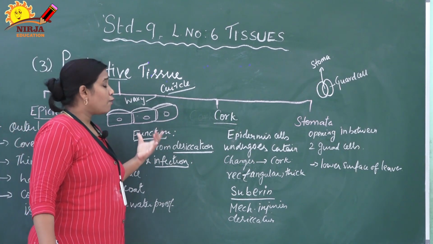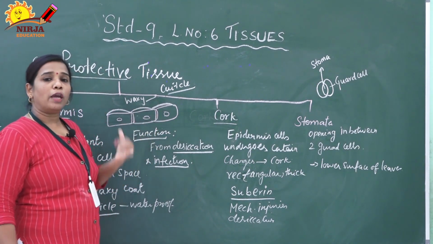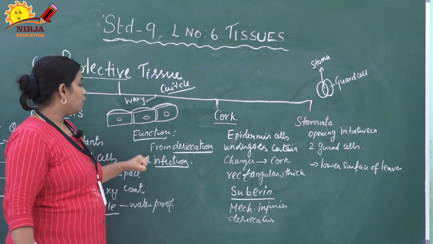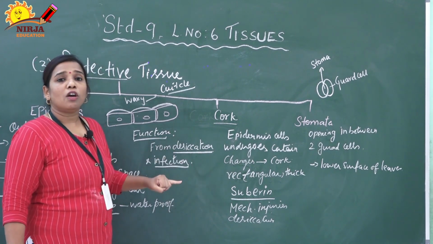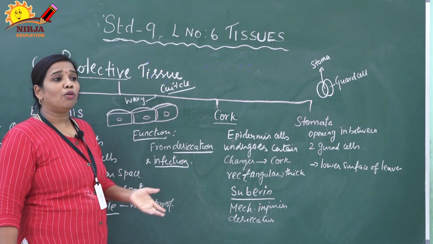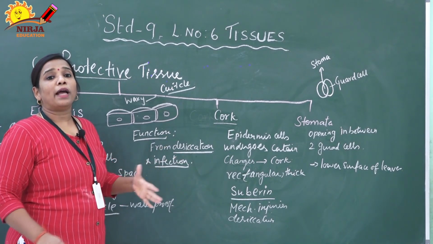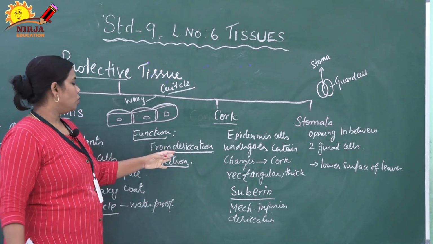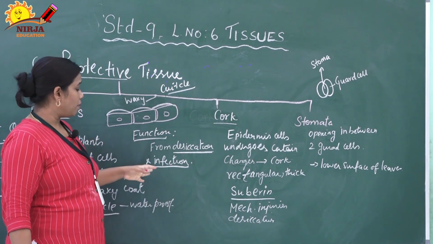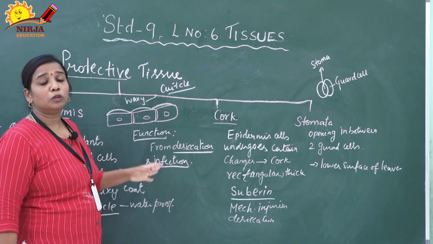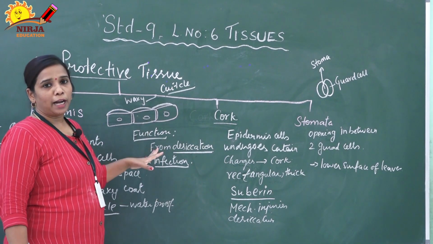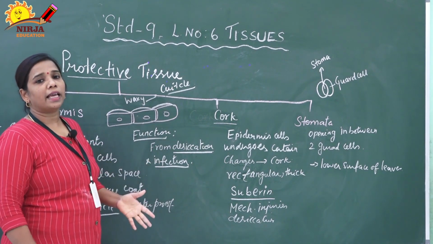Next one is, what is the function of the epidermis? The main function is protection. Another one is preventing desiccation. What is the meaning of desiccation? It means it will not allow excessive water to go outside, so it will not allow the plant to dry. At the same time, if any infection comes, it protects the plant body. It acts like our skin.